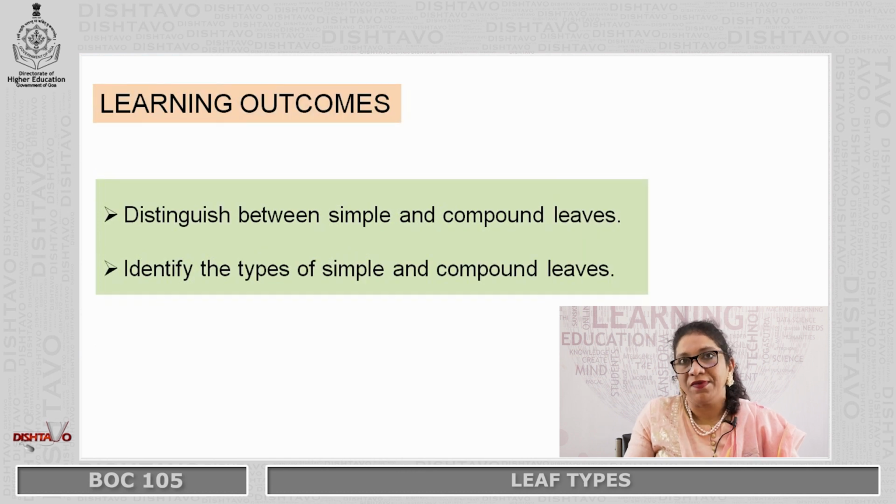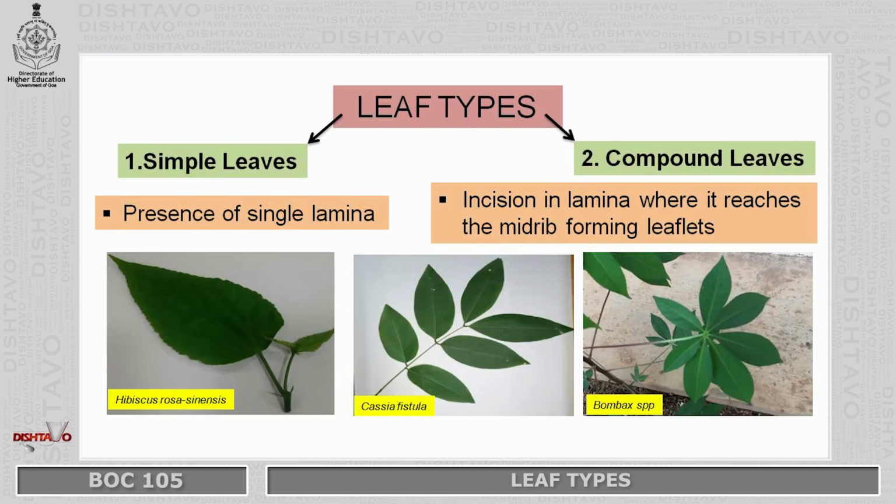The learning outcomes: at the end of this module, you will be able to distinguish between simple and compound leaves. You will be able to identify the types of simple and compound leaves. Now we know in angiosperms there are two kinds of leaves. Here basically we deal with simple and compound leaves.